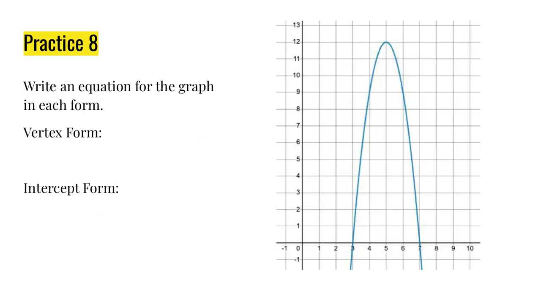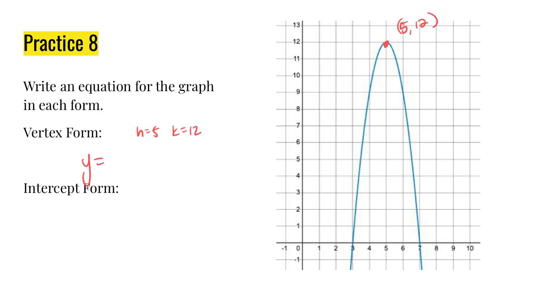Okay, next problem. Okay, second practice problem. In this case, I'm given a graph, and I'm being asked to write the equations, both in vertex form and in intercept form. I'm not asked to do standard form, but by the time I figure out one of those, I could just go ahead and multiply them out. So for vertex form, that's going to be pretty straightforward and easy. I'm just going to identify, first of all, the vertex, which I see right there is (5, 12). So I have h equal to 5 and k equal to 12.